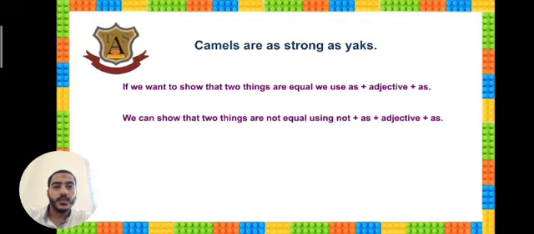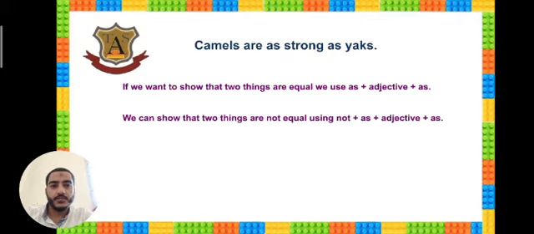Very good. So, camels are as strong as yaks. I understood that now camels and yaks are equal in strength. They are strong. Both are strong. They are equal in strength. Camels are as strong as yaks. So now I want to make it negative. What should I do to make this sentence negative, or negate it?